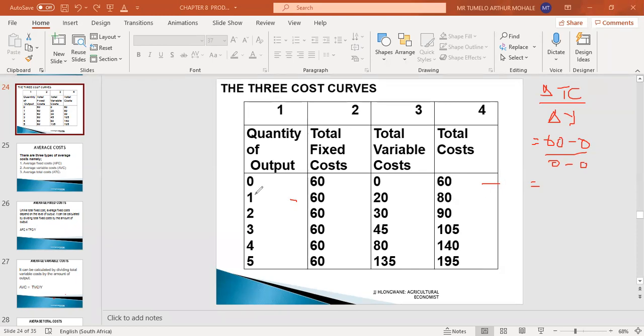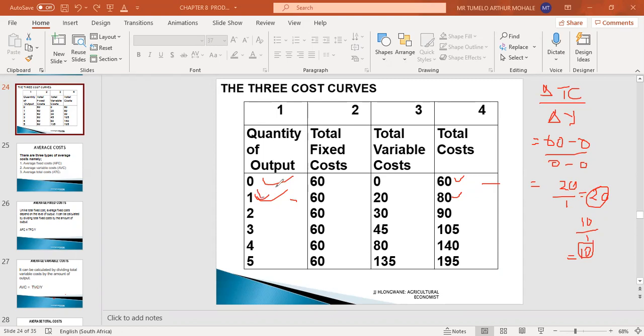Yes. Then for output 1, you are going to take 80, you subtract 60, you will get 20, right? You divide by 1 minus 0, which is 1. Then the answer will be 20. The third one, which is output 2, 90 minus 80, the answer is what? It is 10, right? You divide by 2 minus 1, which is 1. The answer is 10. So we can only do these two so that we can confirm if the answers are still the same. So this is 20 and 10.